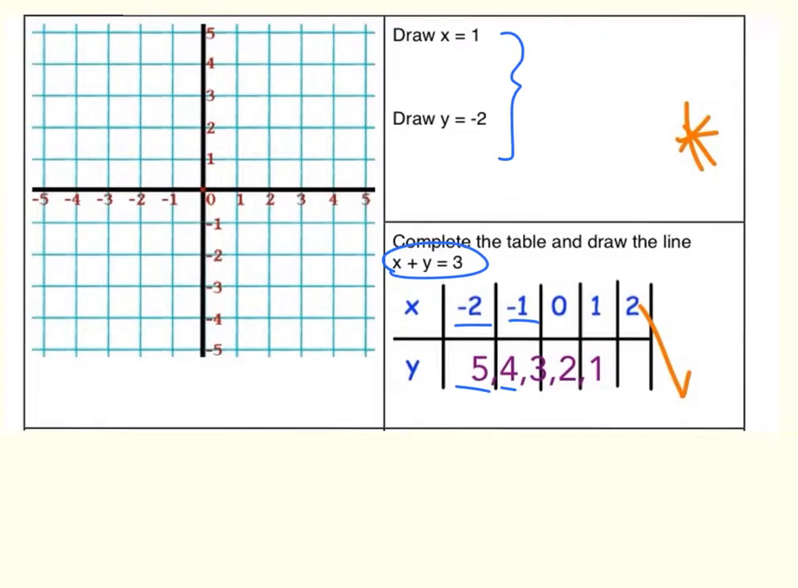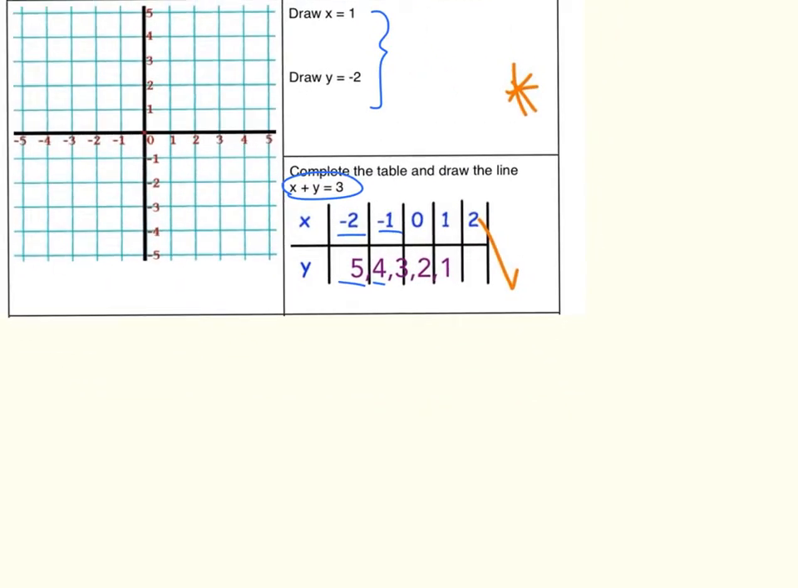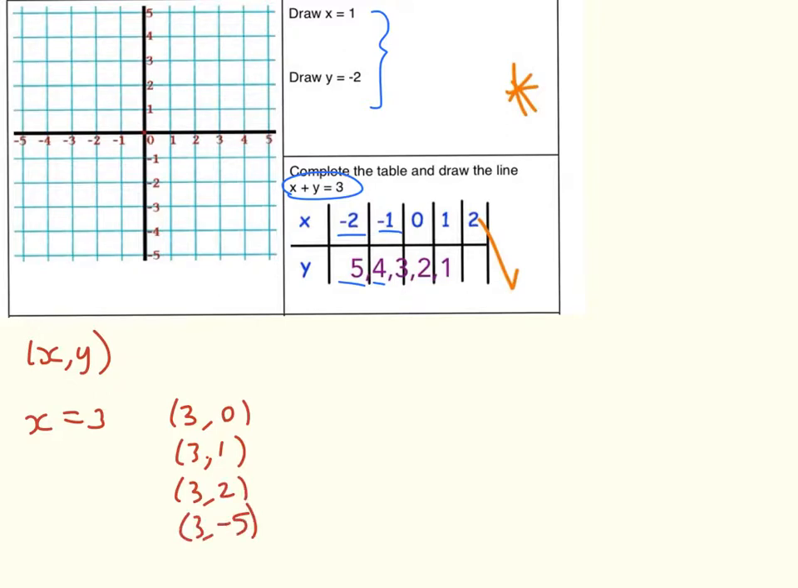What I'm going to do is something similar. So say I had a coordinate. All coordinates are x followed by y. So if I had a rule that x equaled 3, as long as in all my coordinates the x value was 3, it doesn't matter what the y is. So I could have (3, 0), (3, 1), (3, 2), (3, -5). And once you plot a few of them, you'll see where your line ends up.